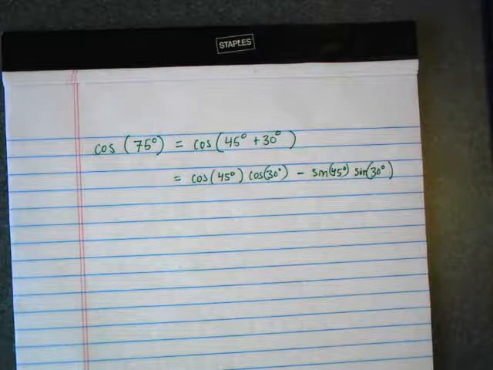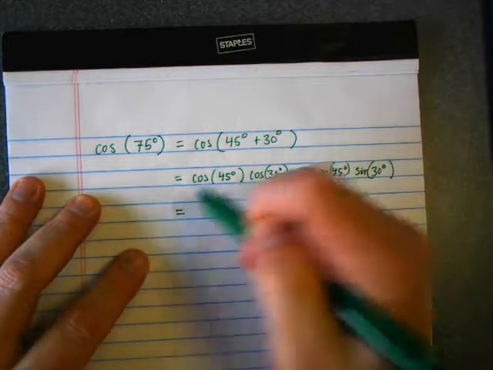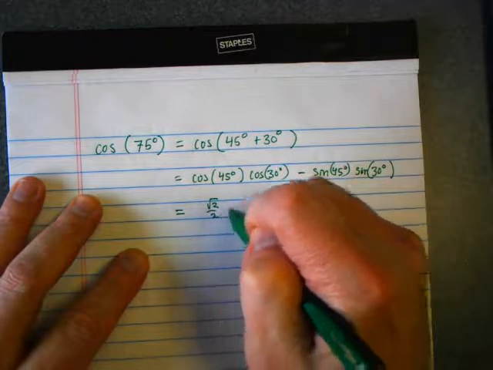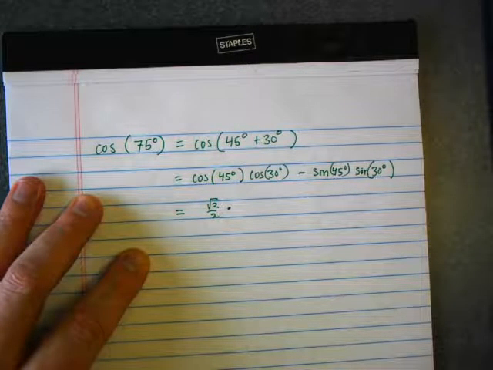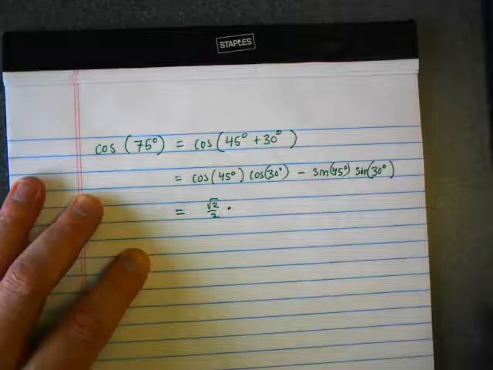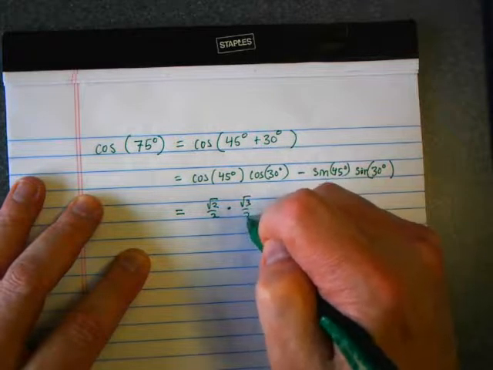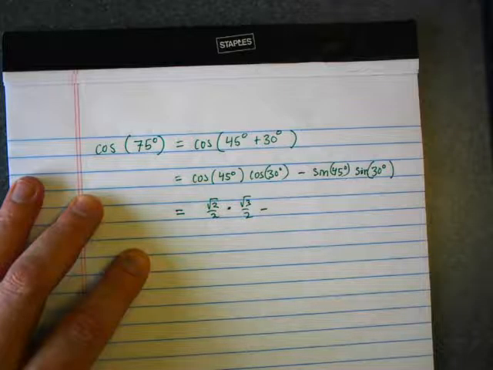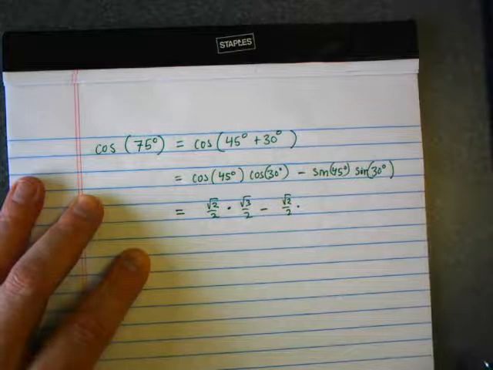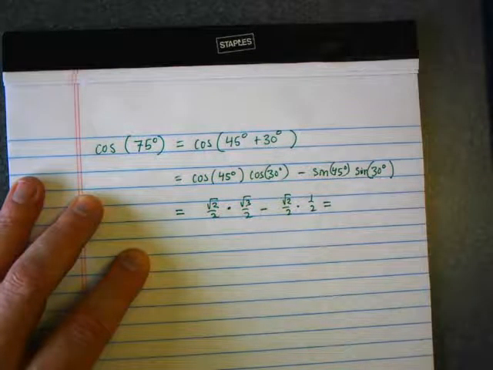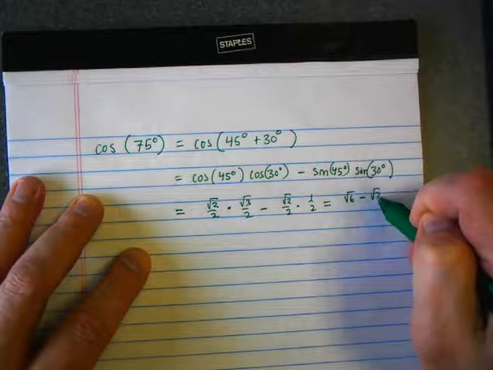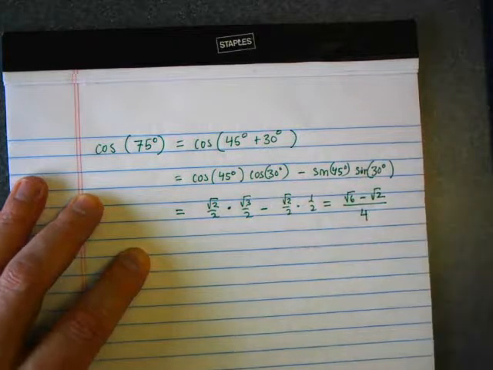And now I look at the chart. I don't need to look at it, I've memorized it. Cosine of 45 degrees, root 2 over 2. Cosine of 30 degrees, root 3 over 2. Minus sine of 45 degrees, root 2 over 2. Sine of 30 degrees, 1 over 2. So it looks like my final answer is square root of 6 minus square root of 2 over 4.